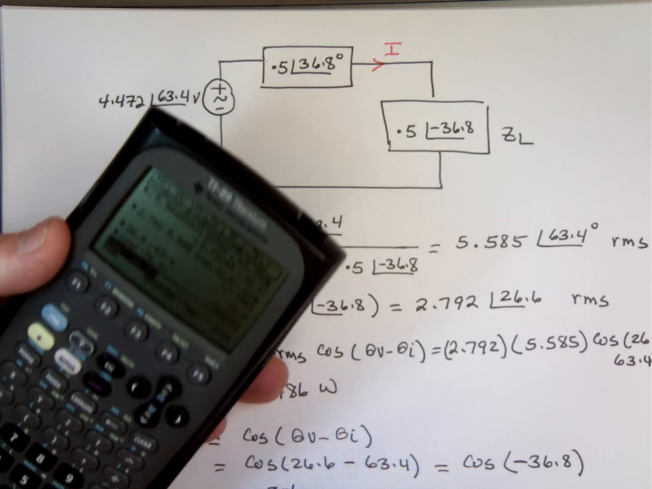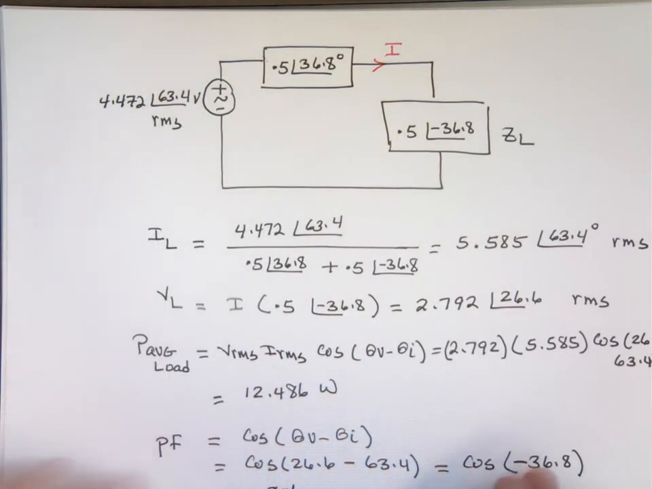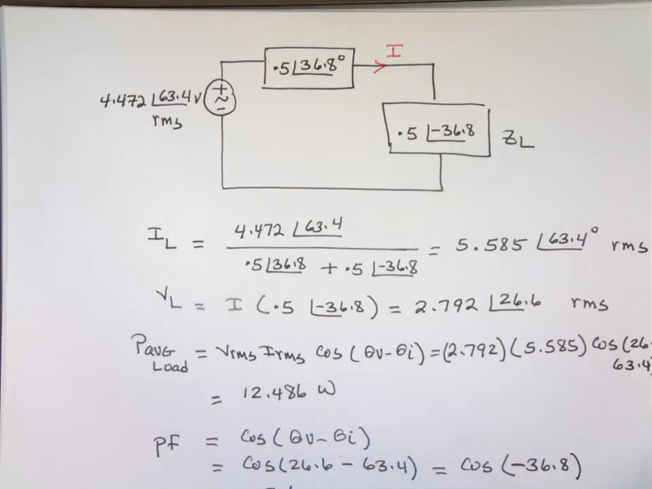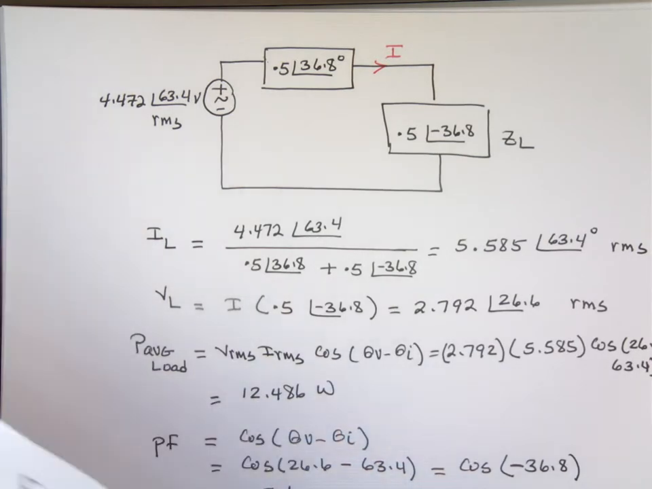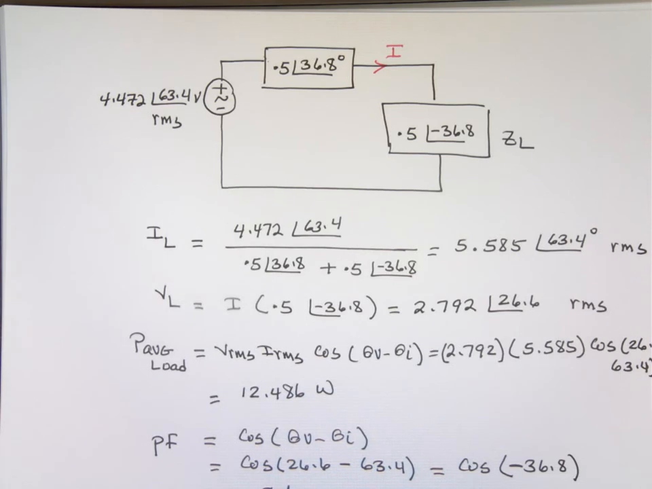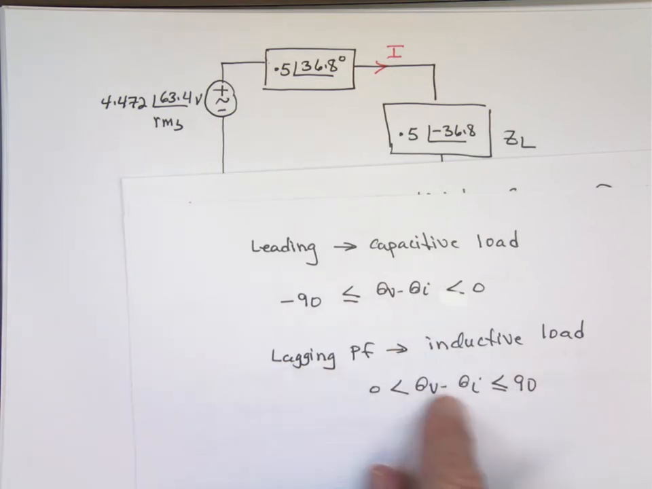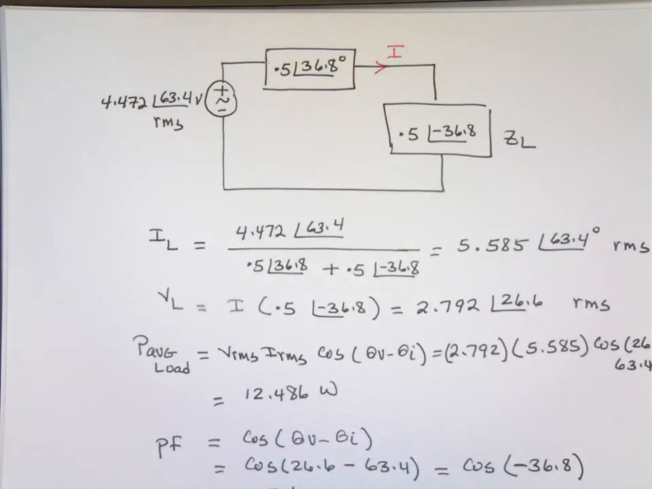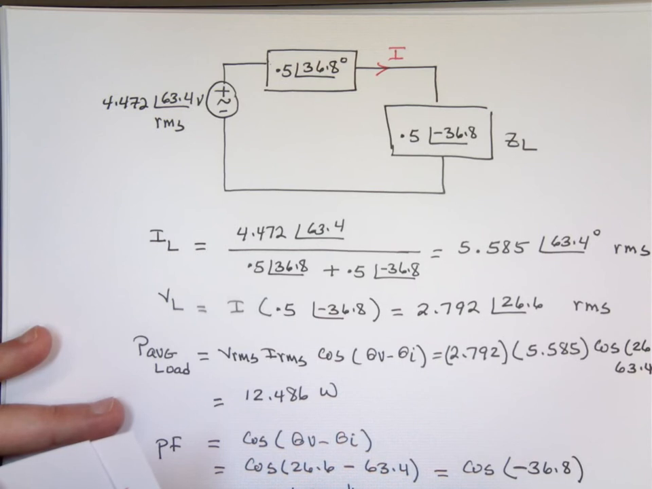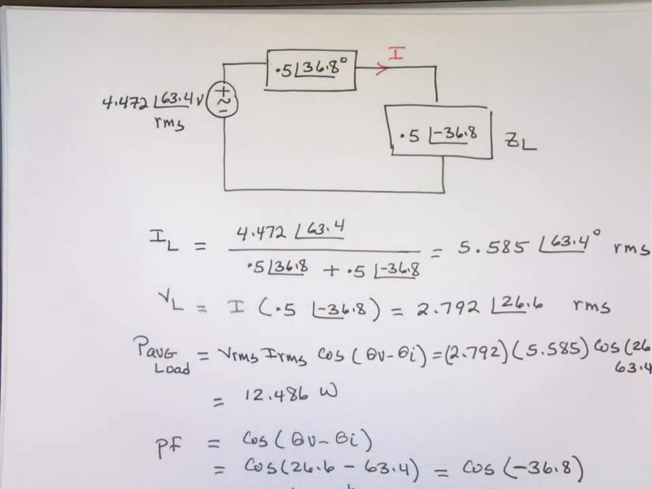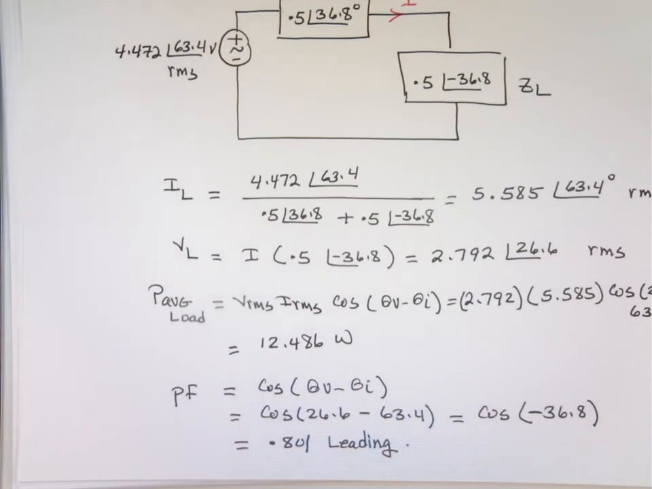Why do you think I have this value there? I did this for a reason. It's for lagging or leading. You have to state whether it is lagging or leading. If theta V minus theta I is a negative number, it's a leading power factor. If it is a positive value, that's lagging, so you have to state it's a leading power factor. With all these problems, they're going to tell you the power factor is leading or lagging, and that'll let you know if the angle should be positive or negative. If it's negative, it's leading. If it's positive, it's lagging.